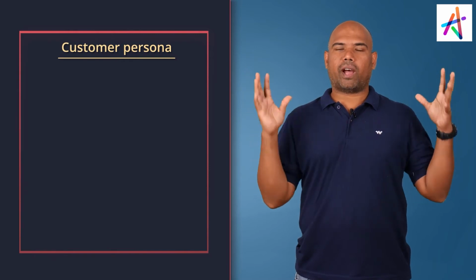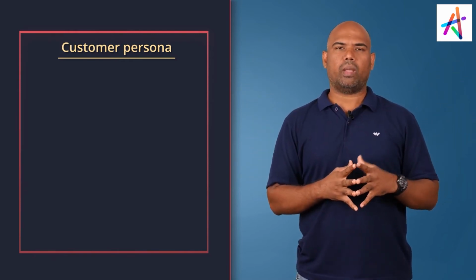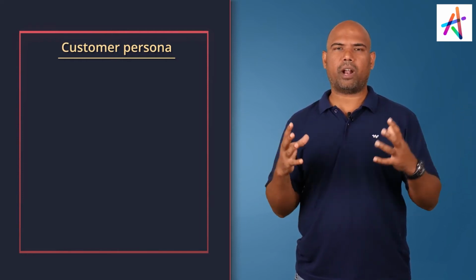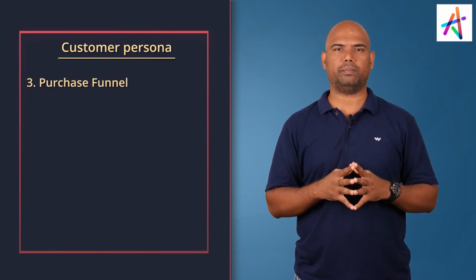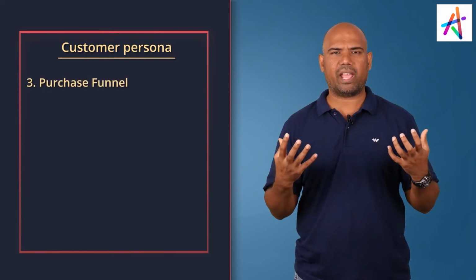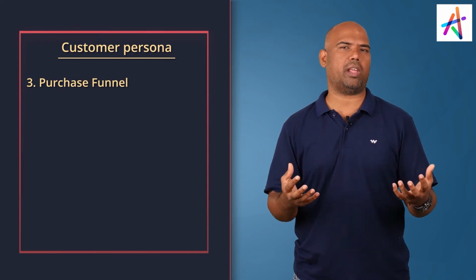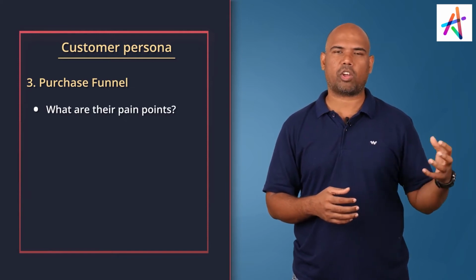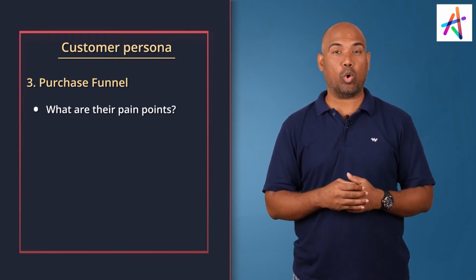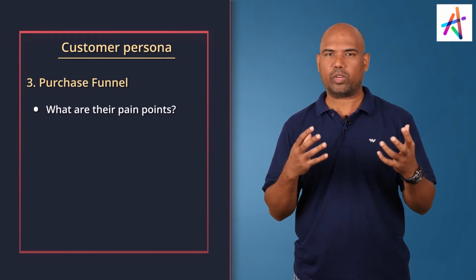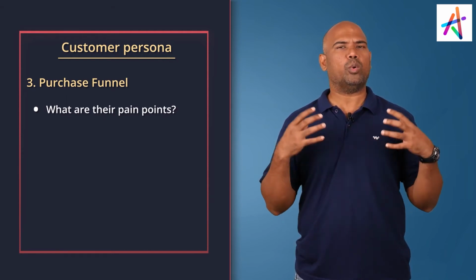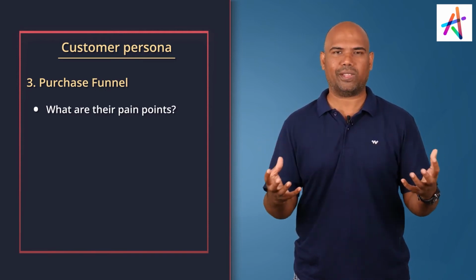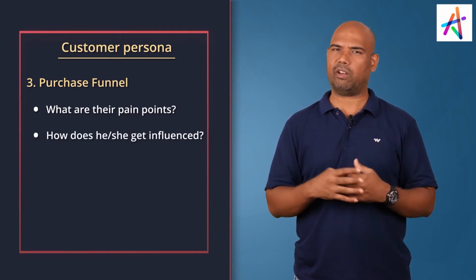Okay, as a part of targeting the right audience, we've looked at demographics, we looked at interests. Another part of the puzzle is called purchase funnel. Now in this part, it's about understanding what your prospective customer is struggling with. What are some of the pain points? What are some of the obstacles that are stopping him or her from accomplishing a goal, right? So that's what you need to understand as a part of this purchase funnel. You'd also want to see what the avenues of influencing that person are. How does he or she get influenced?